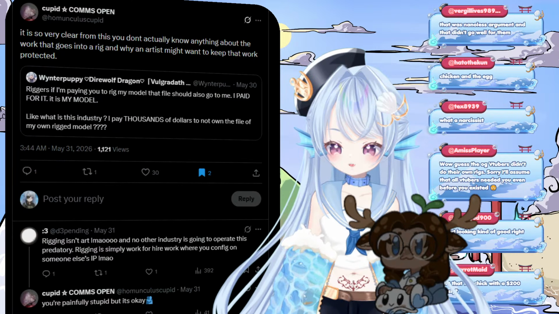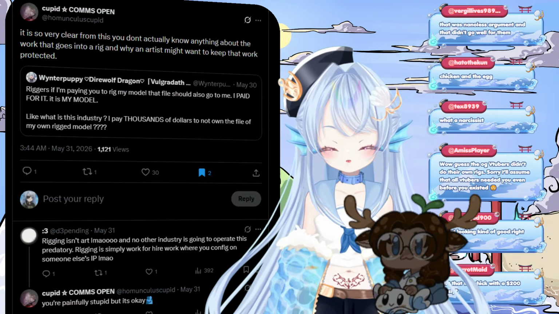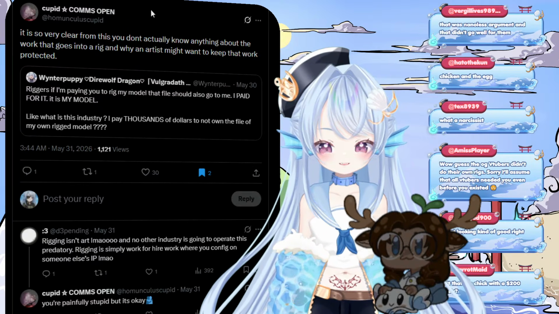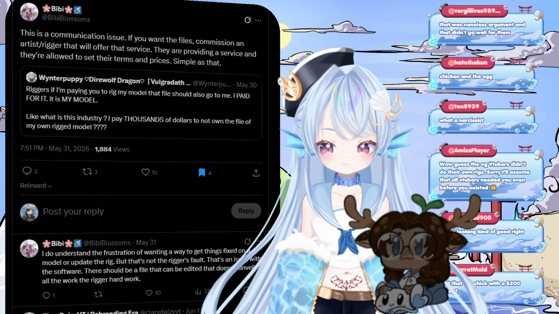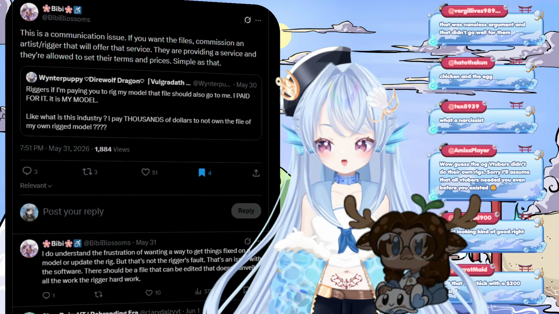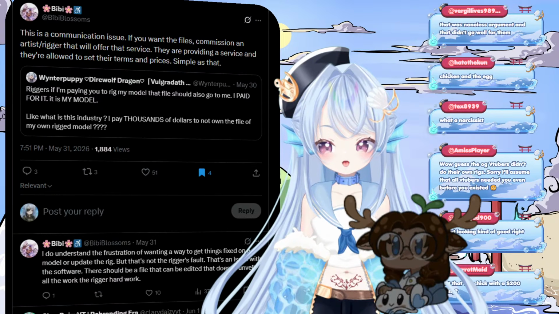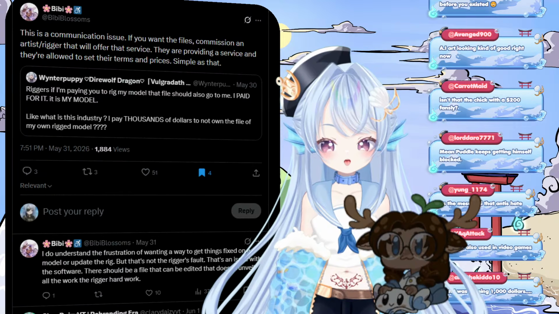It's very clear from this you don't actually know anything about the work that goes into a rig and why an artist might want to keep that work protected. I might have touched on this one twice. This is a communication issue. If you want the files, commission an artist rigger that will offer that service. They are providing a service and they're allowed to set their terms and prices. Simple as that.